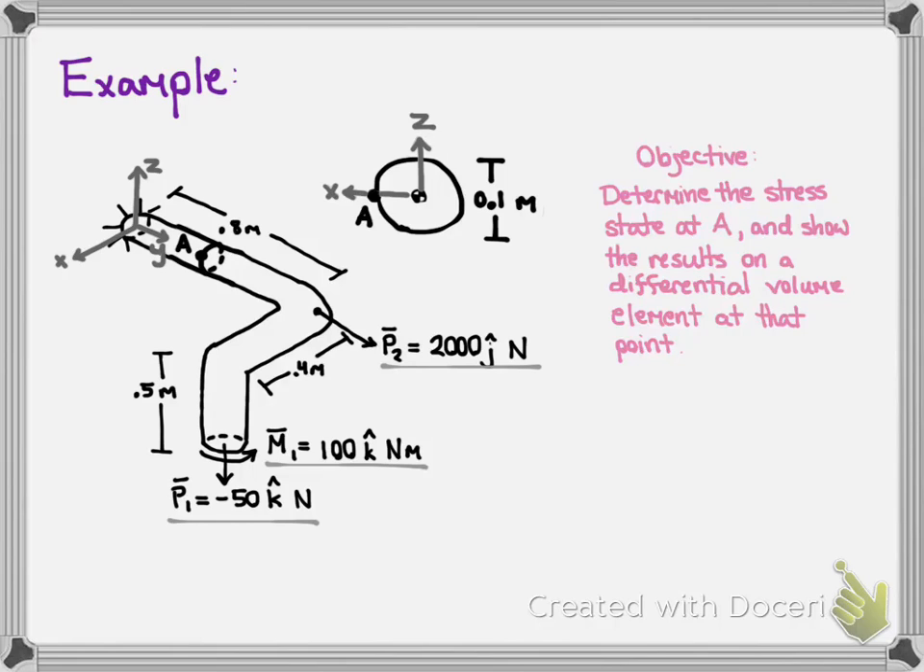And what we're interested in is the stress state at point A here. So our objective is to determine the stress state at A and show the results on a differential volume element at that point. And just to clarify where A is, you can see from this cross-sectional diagram up here that A is on the very side of the tube, or the beam rather, and the diameter of the beam is 0.1 meters.